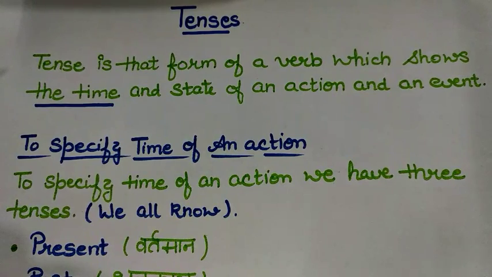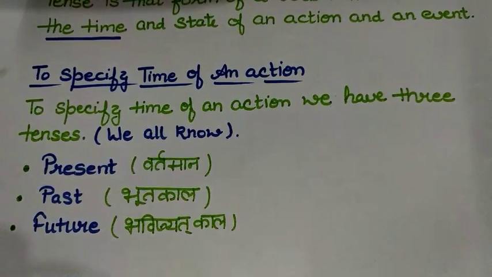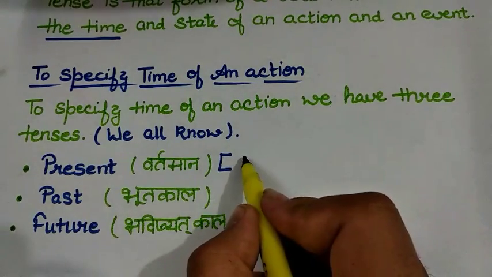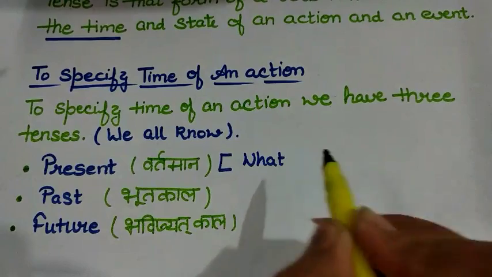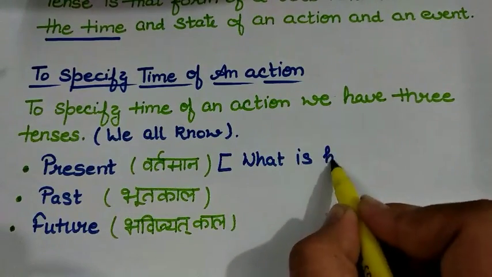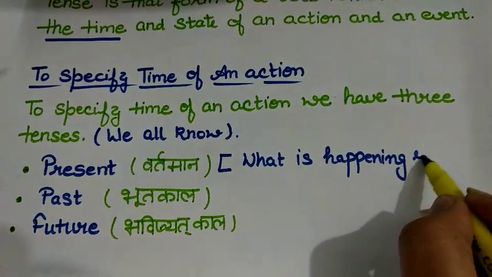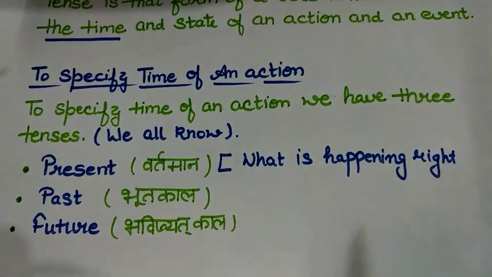To specify an action, we have basically three types of tenses. Number one is present tense. In present tense, we see what is happening right now. Means at the moment. Like if I talk about this moment, in that case I will use present tense.